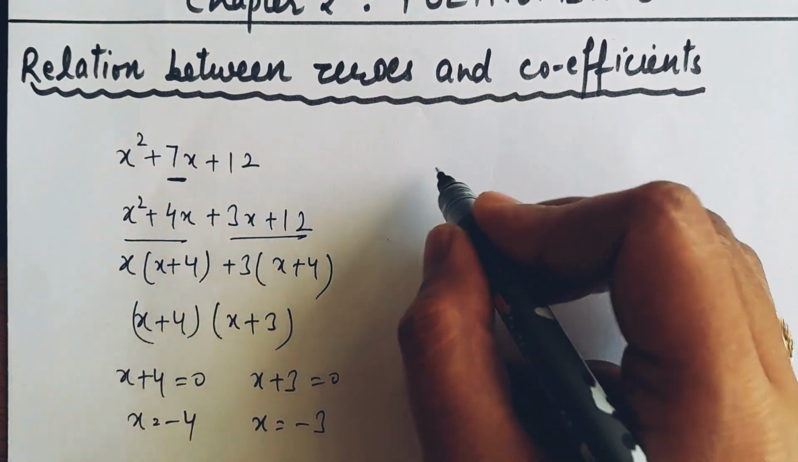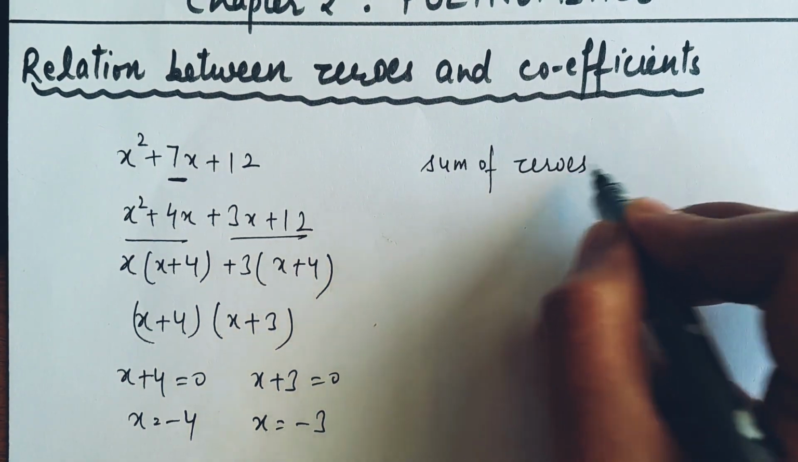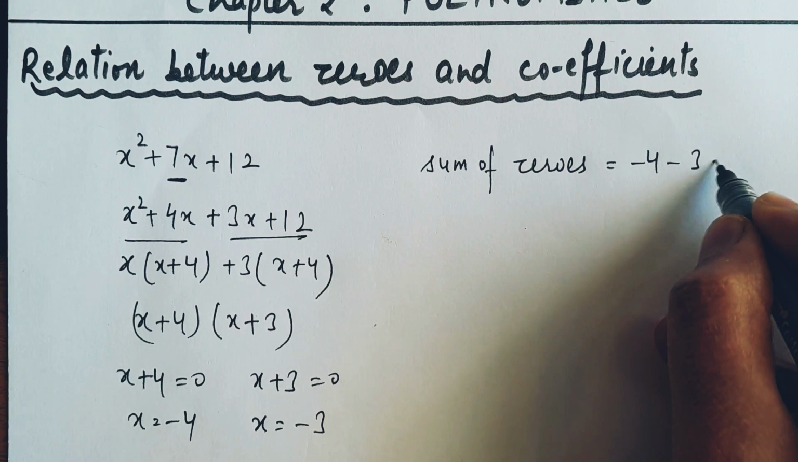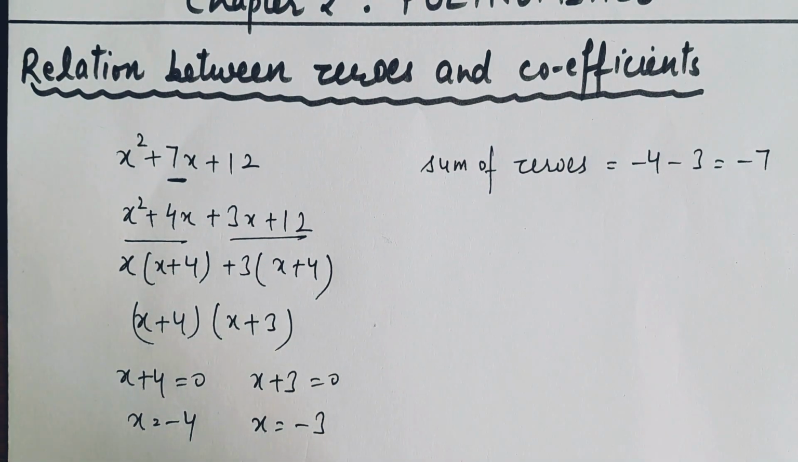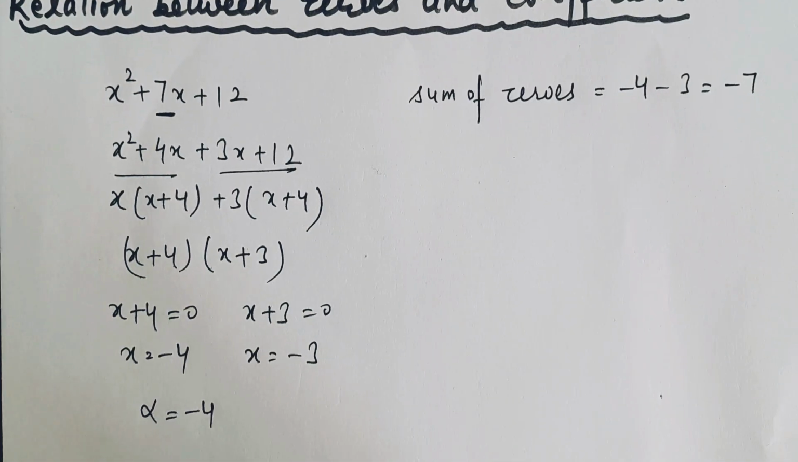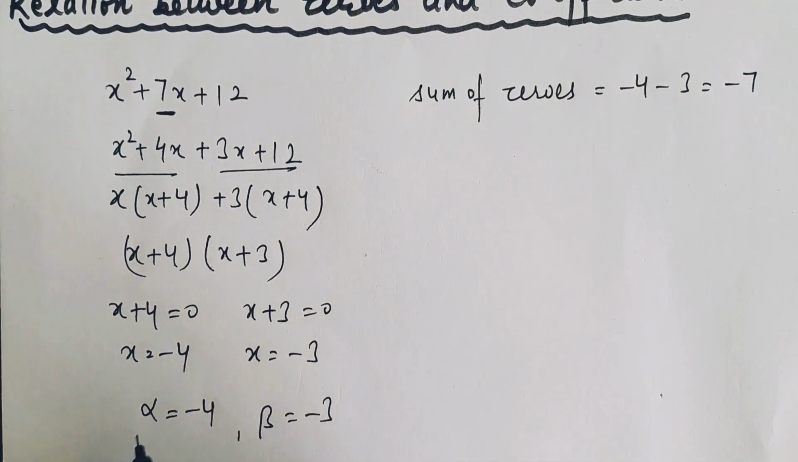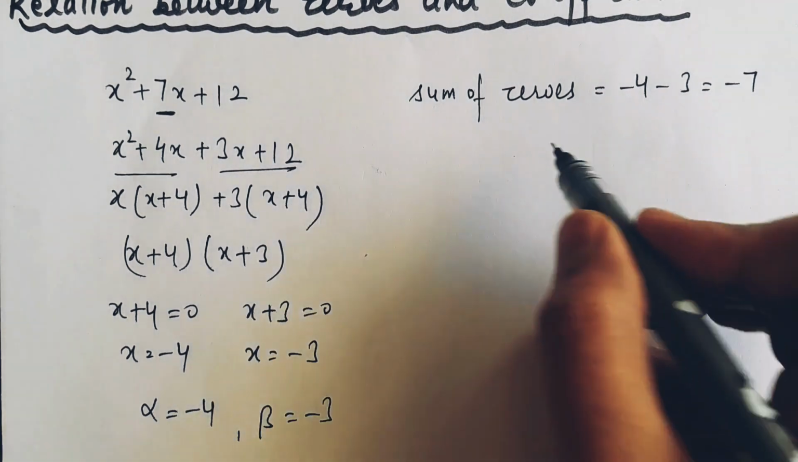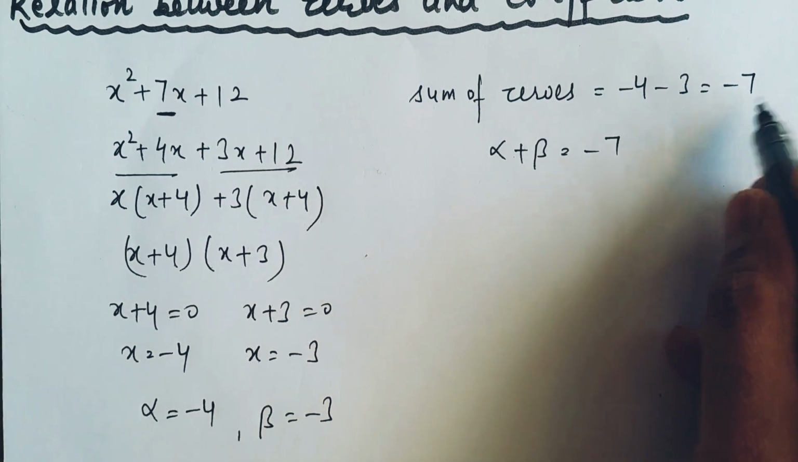Now let's find out sum of these zeros. Sum of the zeros is minus 4 and minus 3. So that means sum is minus 7. Let's give them names alpha and beta. Let alpha be minus 4 and beta be minus 3. Alpha, beta, gamma, these are Greek alphabets. Generally we use them in mathematics. So alpha is minus 4, let's take second root is beta, that is minus 3. So sum of the roots or sum of zeros, alpha plus beta will be equal to minus 7.